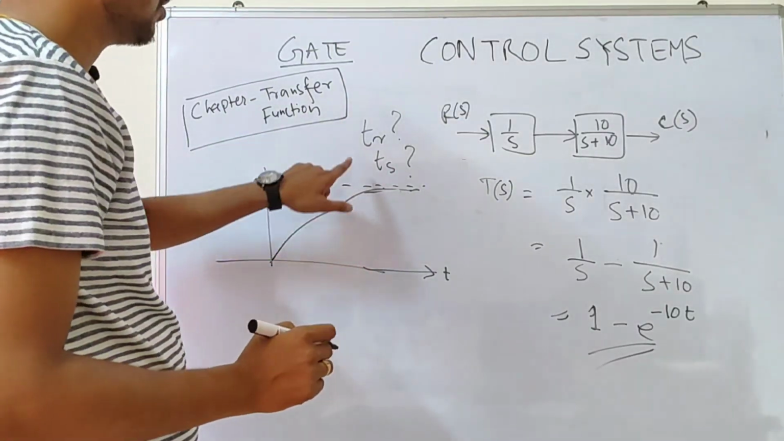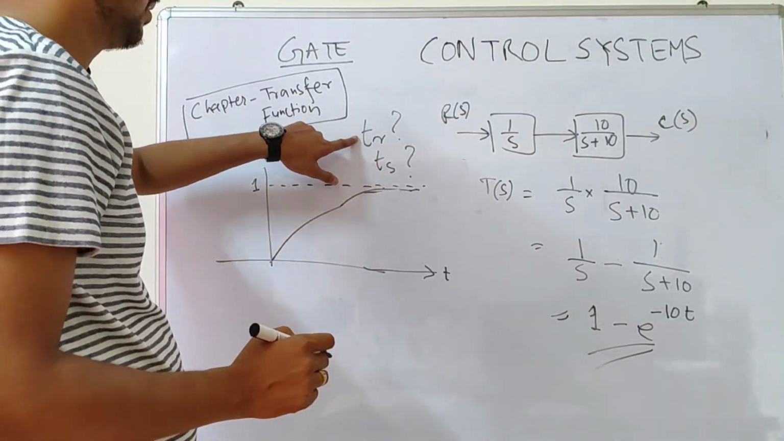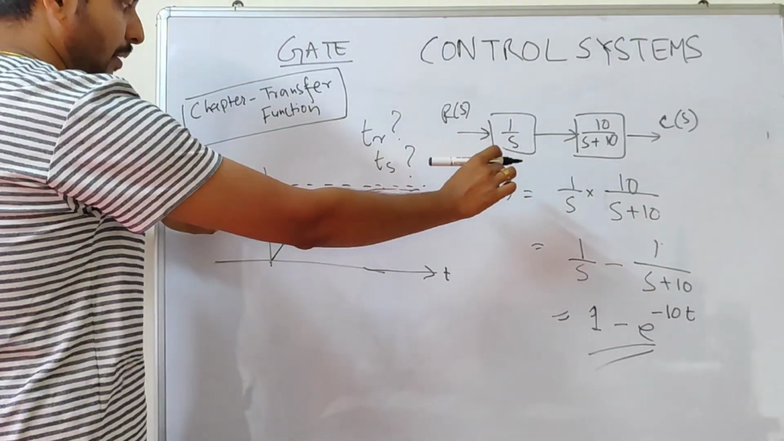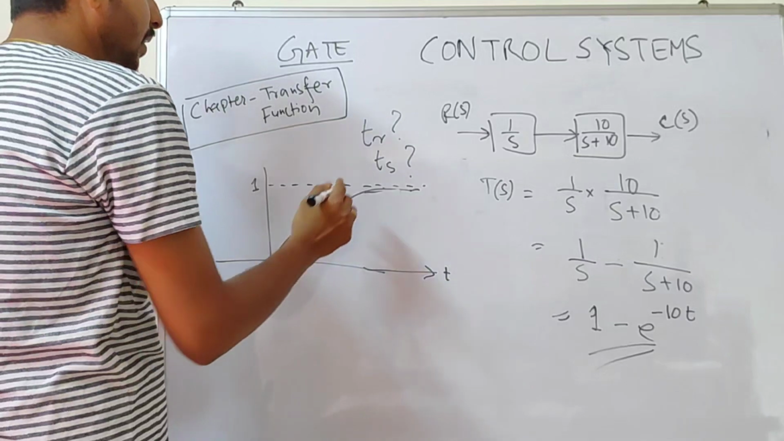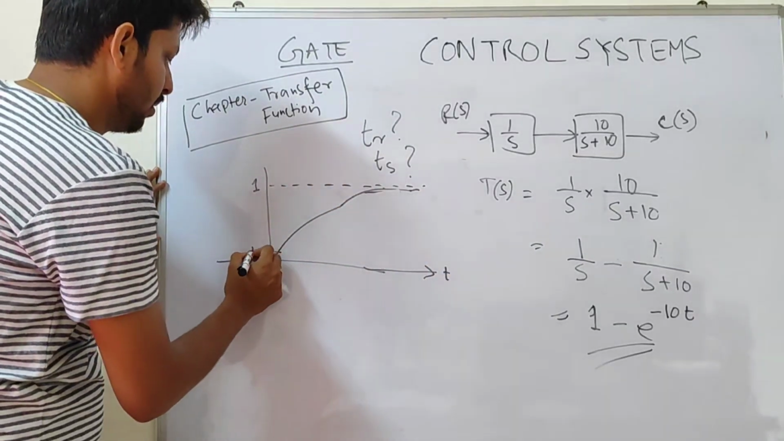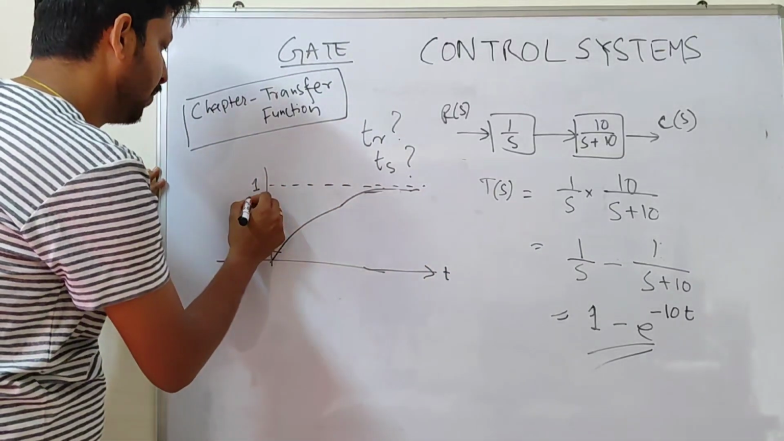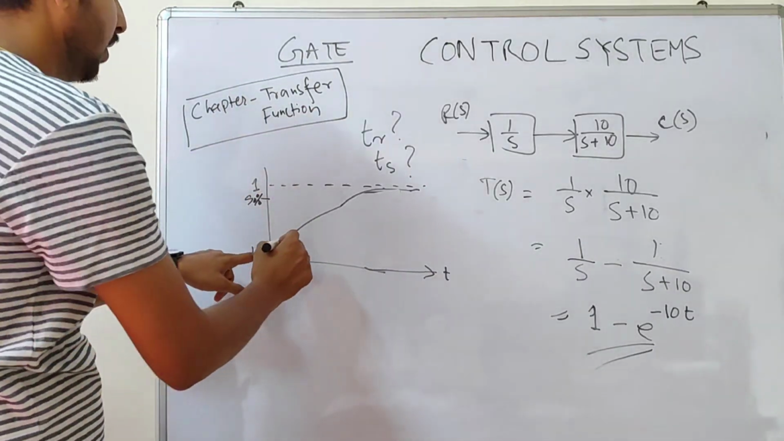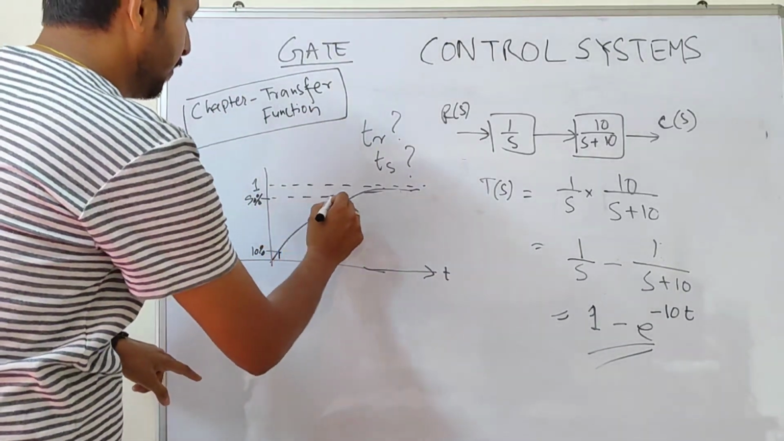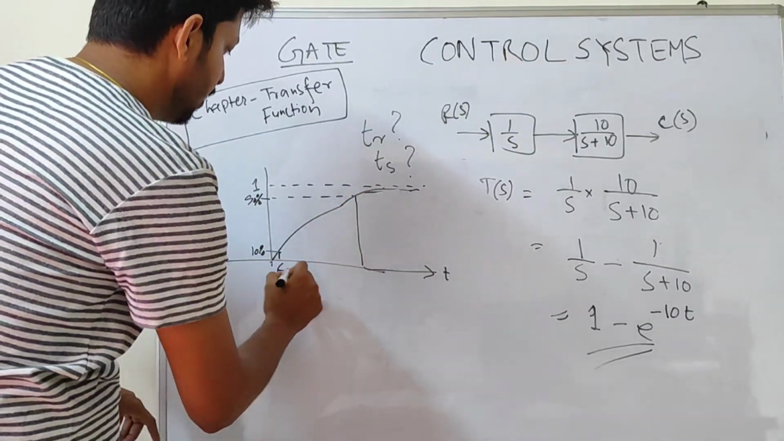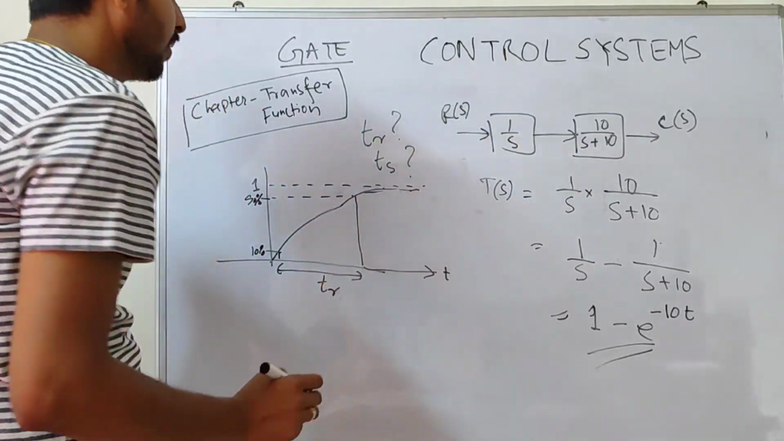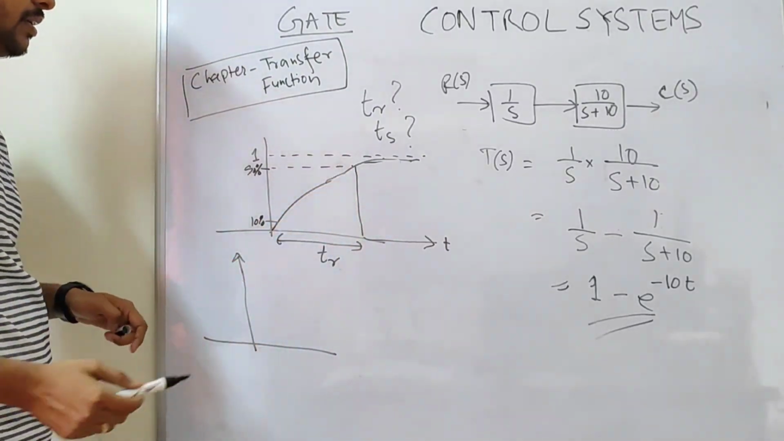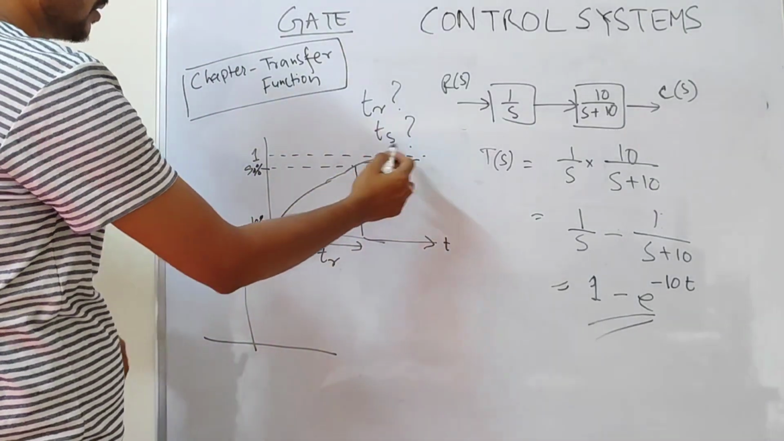So when we are asked to find the rise time, what does it mean? It will never reach 1, because it reaches 1 only at infinite time. So by definition, rise time is the time between when it's at 10% and when it reaches 90%. This is the rise time. By the way, this is an overdamped system, so it looks like this.